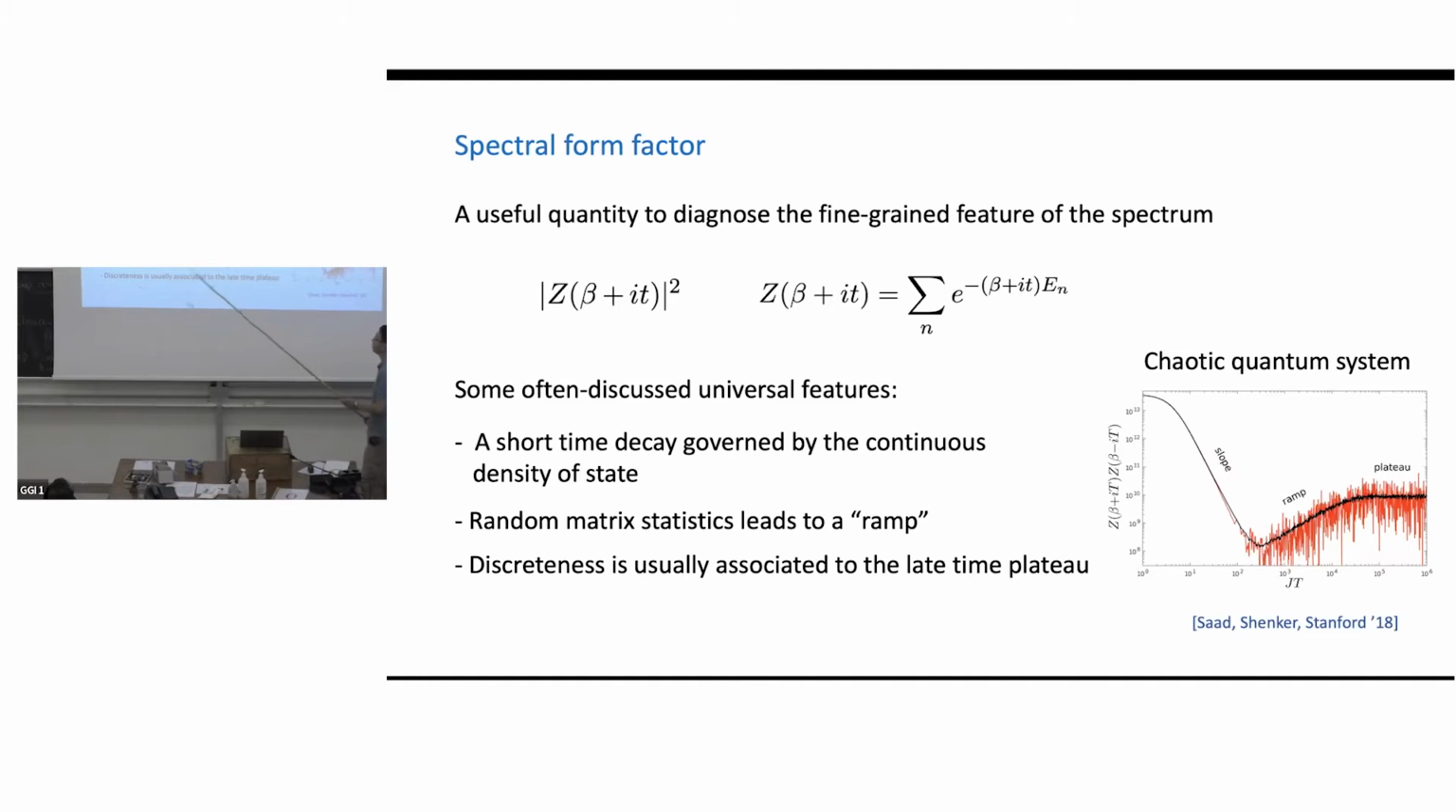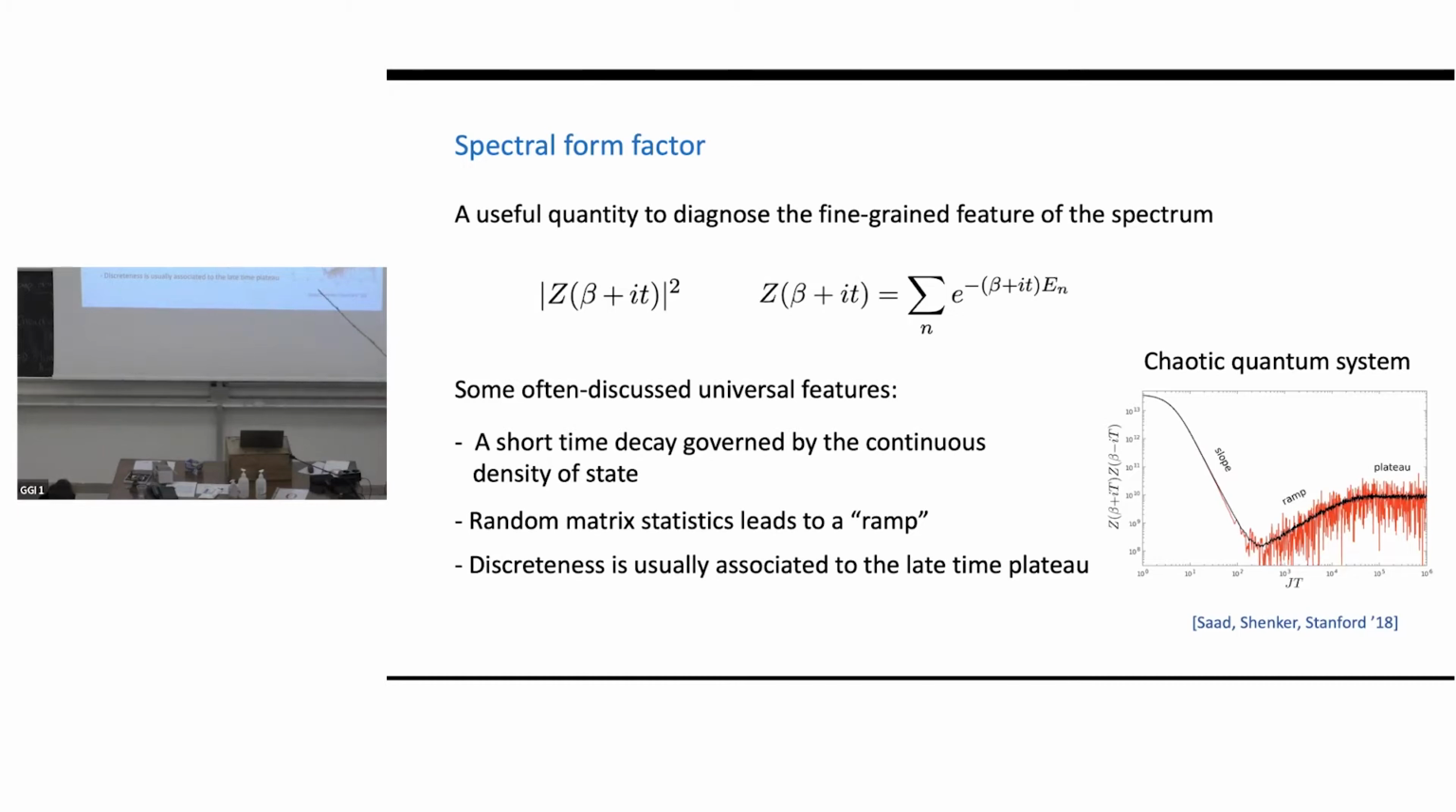And there have been some often discussed universal features of this quantity. Here, I believe this is a plot that you've all seen before. That is the spectral form factor for the SYK model. For a general chaotic quantum system, at short times the spectral form factor decays. That is called the slope in this diagram, and the decay is governed simply by the continuous density of states.